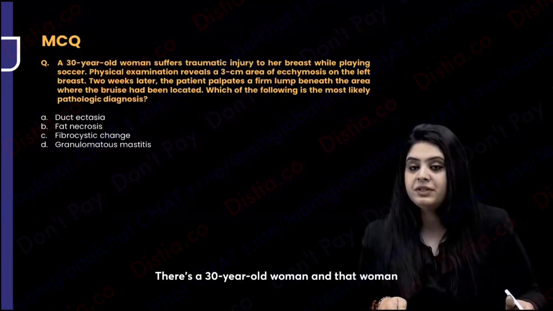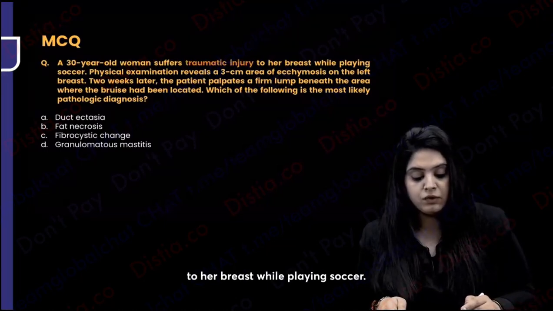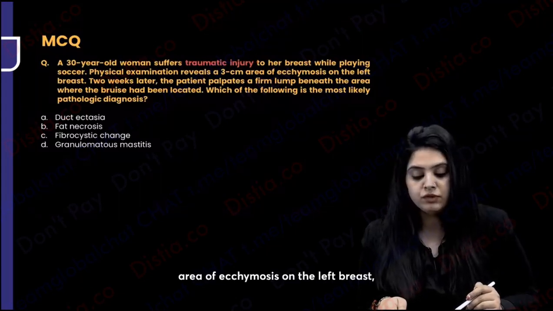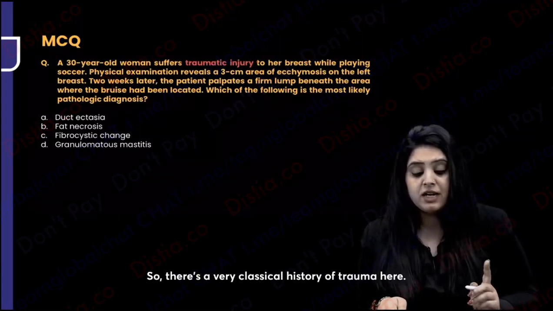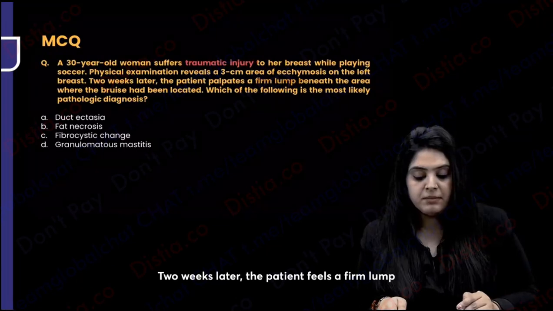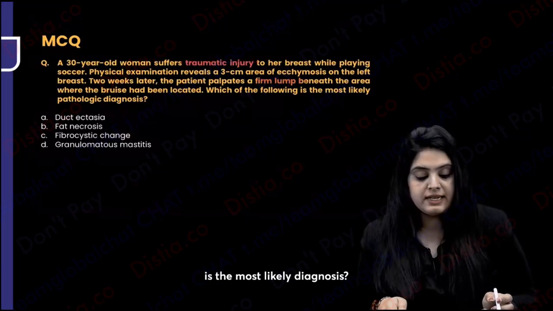There's a 30-year-old woman who has suffered a traumatic injury to her breast while playing soccer. Physical examination shows a 3 centimeter area of ecchymosis on the left breast. So there's a very classical history of trauma here. 2 weeks later, the patient feels a firm lump beneath the area where the bruise had been located, and which of the following is the most likely diagnosis?